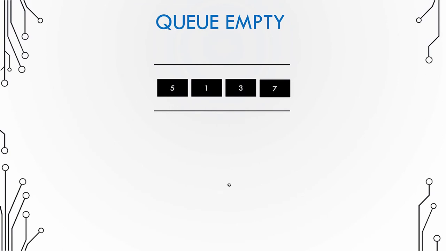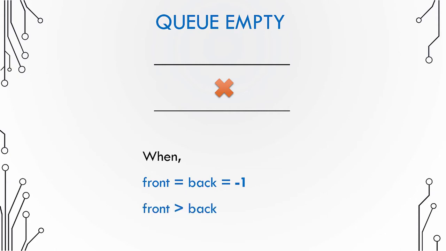Now there might be a point when a queue will be empty and you won't be able to delete anything from the queue. So such a scenario is called, obviously, queue empty. Now what is the condition for the queue to be empty? Well, we know that there are no elements, but how do you determine if there are no elements? So there could be two conditions when the queue might be empty. The first one is the queue has not been initialized. And another condition could be when the front pointer is greater than the back pointer. That means the front pointer has crossed the back.